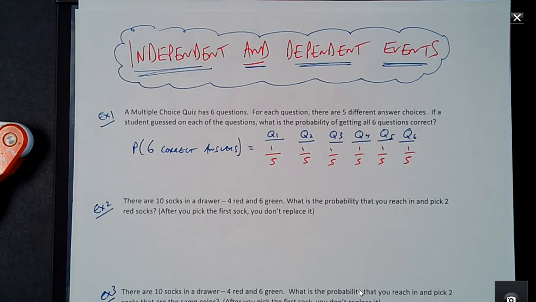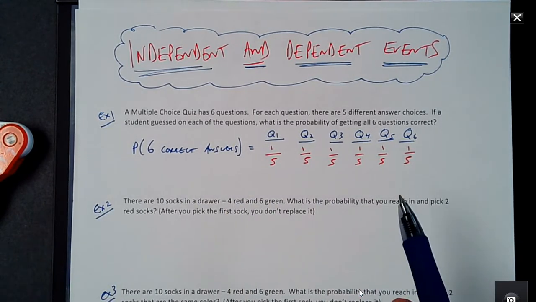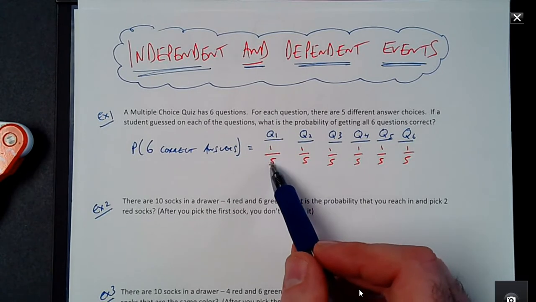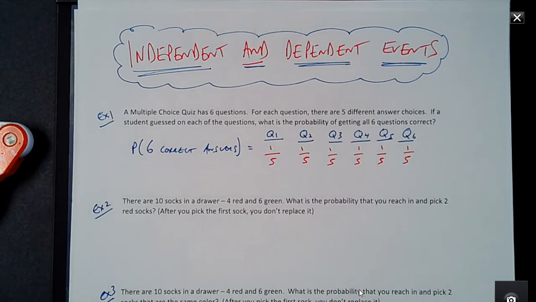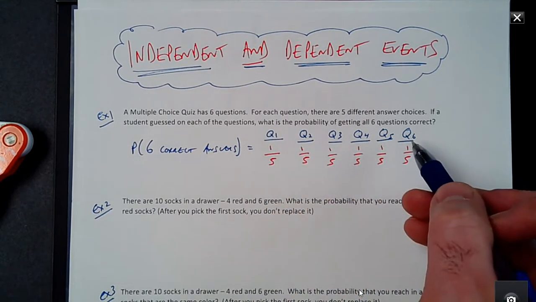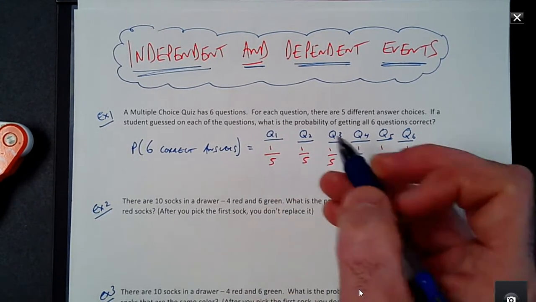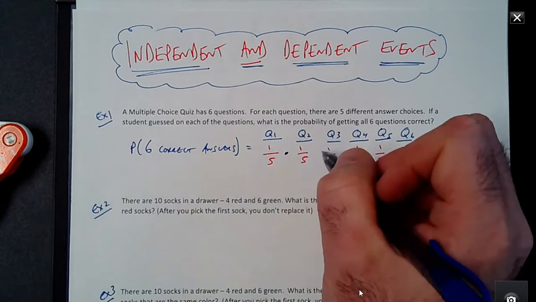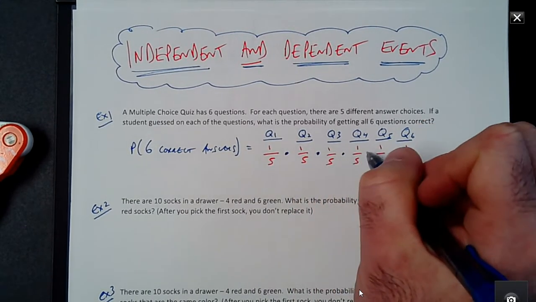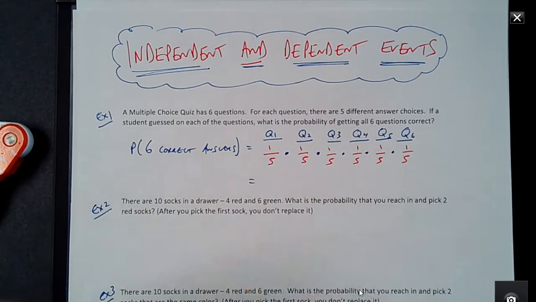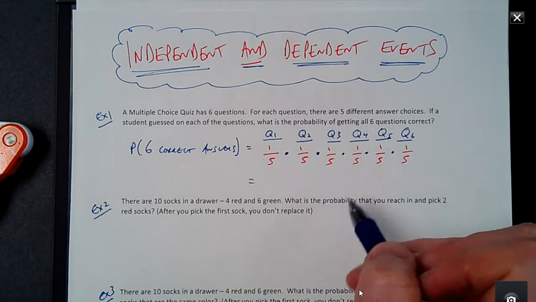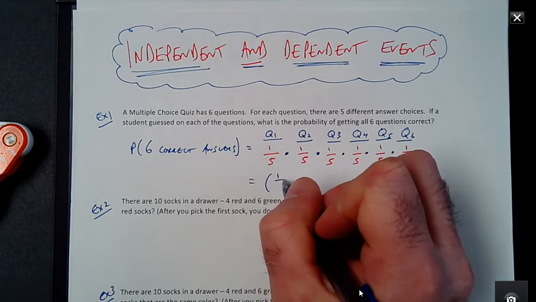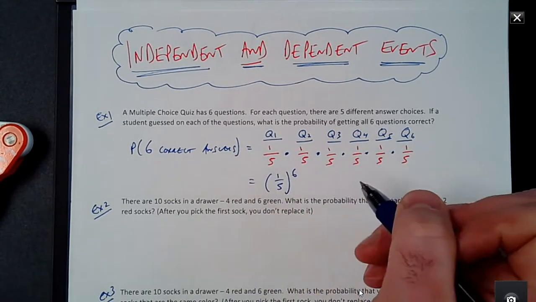Now, to find the total probability that you're going to get all 6 right, remember, you have to get this one, followed by that one, followed by that one, and so on. And in mathematics, when it's something and then this, we multiply the probabilities. So, what's my answer going to be? Well, there's a couple of different ways of writing it out. 1 over 5, 6 different times, would be the same as 1 over 5, all to the power 6.